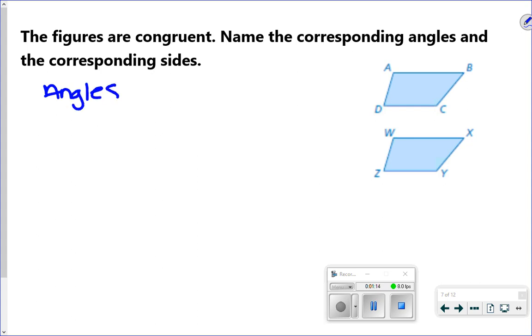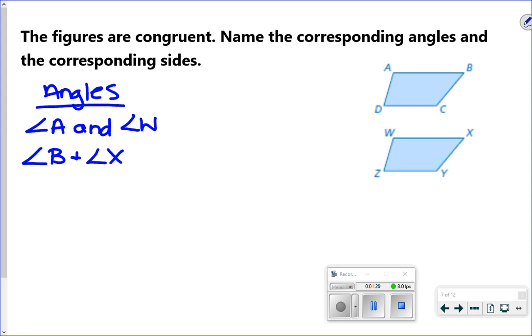Make sure when you're naming the angles that you put that angle symbol in front of it. So I have angle A and angle W. Those two are corresponding. Angle B and angle X are corresponding. Angle C and angle Y are corresponding. And angle D and angle Z are corresponding. Now I'm going to do the sides.